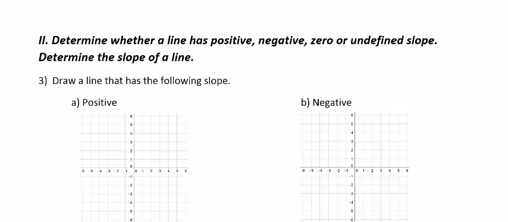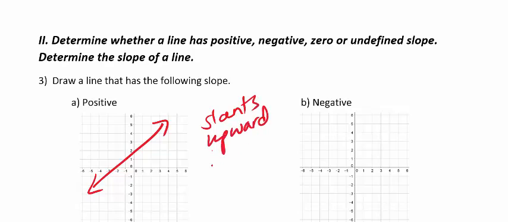So here we want to determine whether a line has positive, negative, zero or undefined slope, and we also want to be able to determine the slope of a line. If a slope is positive, it's always going to slant upwards from left to right, and here we want to just draw a line that's going to have positive slope. So if I just draw a line that looks like this, going up left to right, I'm going to write: slants upward left to right, it's going to have positive slope.